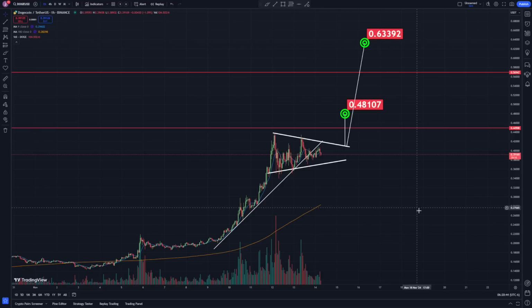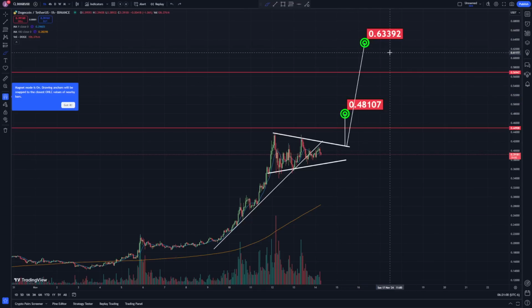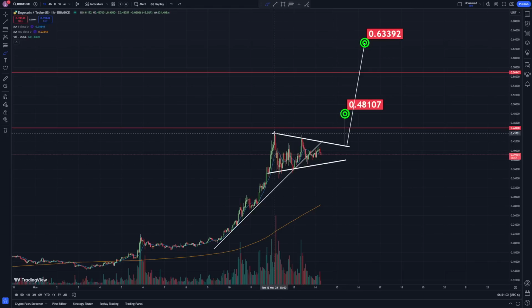Let's take a look at what's going on with Dogecoin today. All right, so I have two targets that I'm looking at next. If we can go to the upside, we don't know for sure that we're going to go to the upside, but if we do, then these are the next spots that I'm looking at. We have to break this resistance to start even thinking about these targets, and it's also possible that we break the resistance and go down.